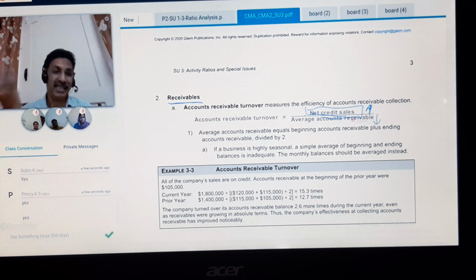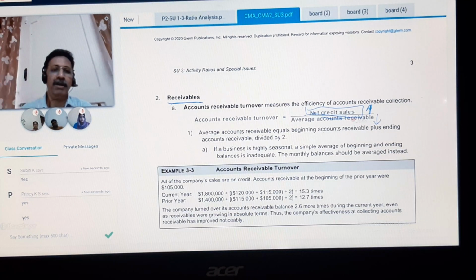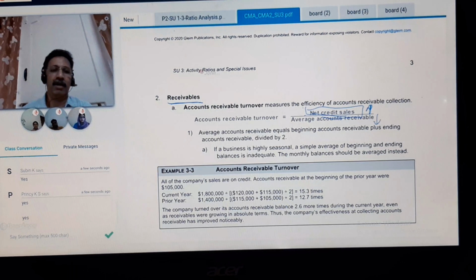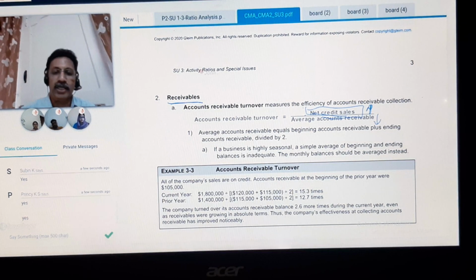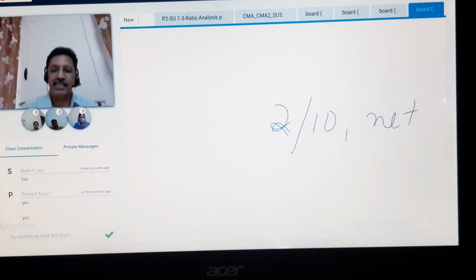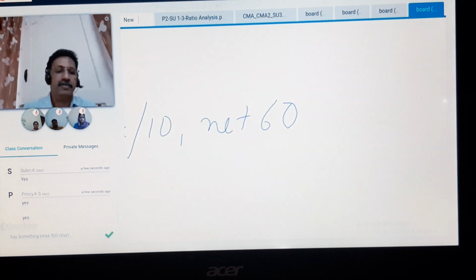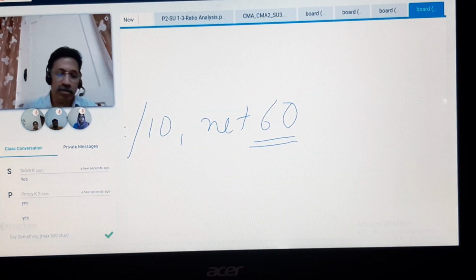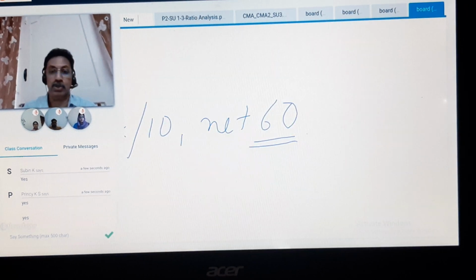You have to give cash discount. Normally you will be seeing something like this: 2/10 net 60. What does this mean? This means that the normal credit period is 60 days. You will not be charged any interest. Like everybody is given in the industry, we are also giving.